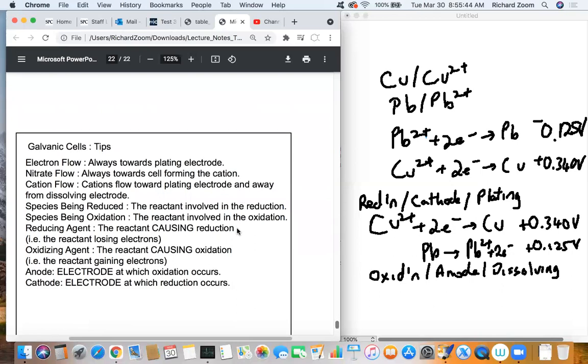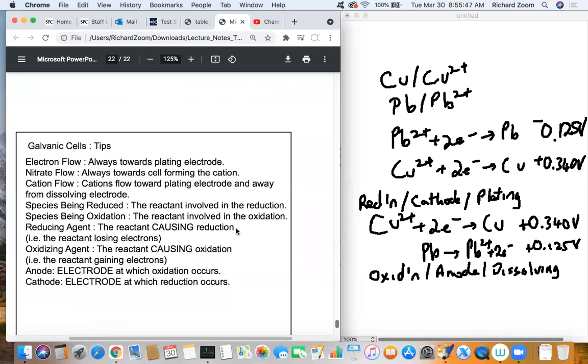So I can give you some tips about this, and this is probably useful to realize, just so you can refer back to this. The electron flow is always towards the plating electrode. So as we saw earlier, whatever's accepting the electrons is always plating. So that's what we can always say. Nitrate flow is always towards the cell forming the cation. So you can see lead is turning into lead 2+. That needs the nitrates. But it's also the opposite to the electron flow as well. Cation flow. Cations flow towards the plating electrode and away from the dissolving electrode. We talked about that.